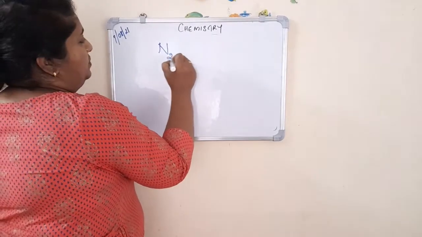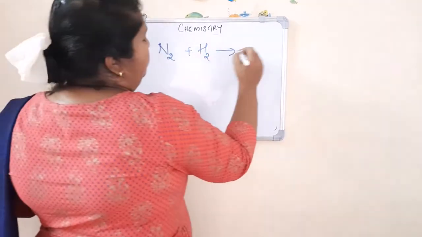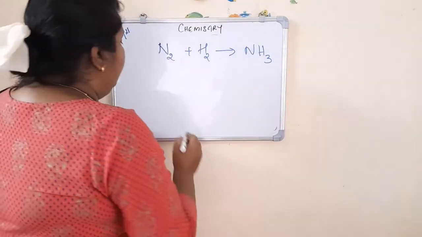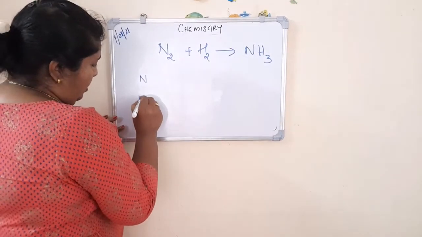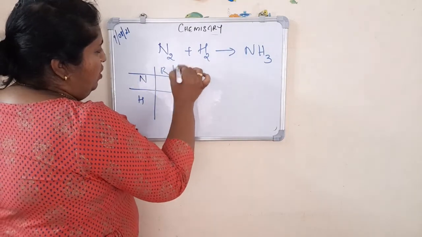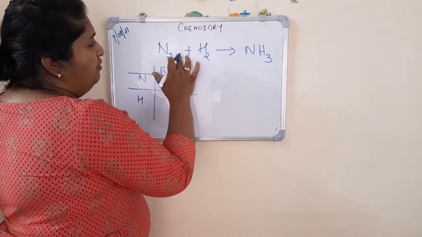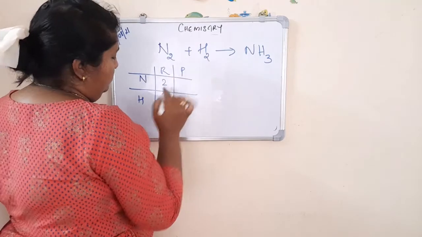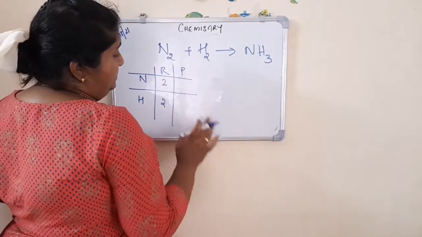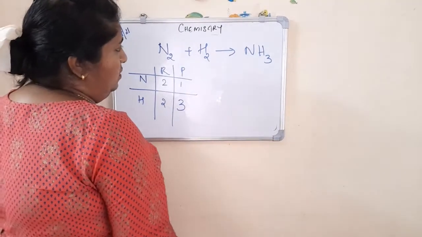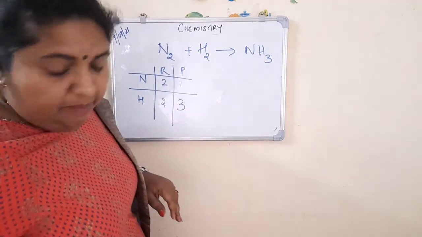Another equation is N2 plus H2 gives NH3. Now here I am writing the reactants and product. How many nitrogen atoms here in the reactant side? 2. Number of hydrogen? 2. What about the product? Only 1 nitrogen atom and 3 hydrogen atoms. Now what am I going to do? How will I balance it?